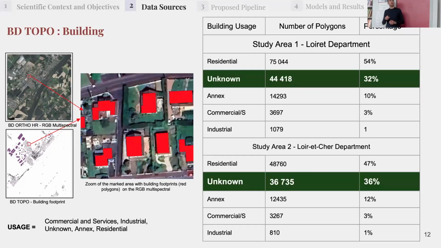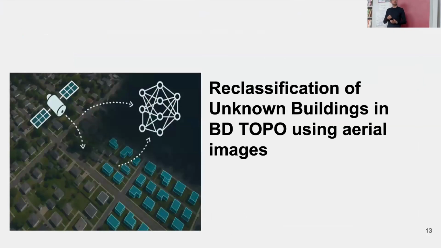But the problem is that in the first two departments we studied, more than 32% of the buildings have an unknown usage type. We know that we have a polygon, we have a building, but we don't know the usage type of this building. In the case of vulnerability assessment, we can't ignore this unknown type, because these unknown buildings could include residential buildings, which are really essential and important in our study. So we decided to reclassify these unknown buildings using BD TOPO and the aerial images, and using deep learning.